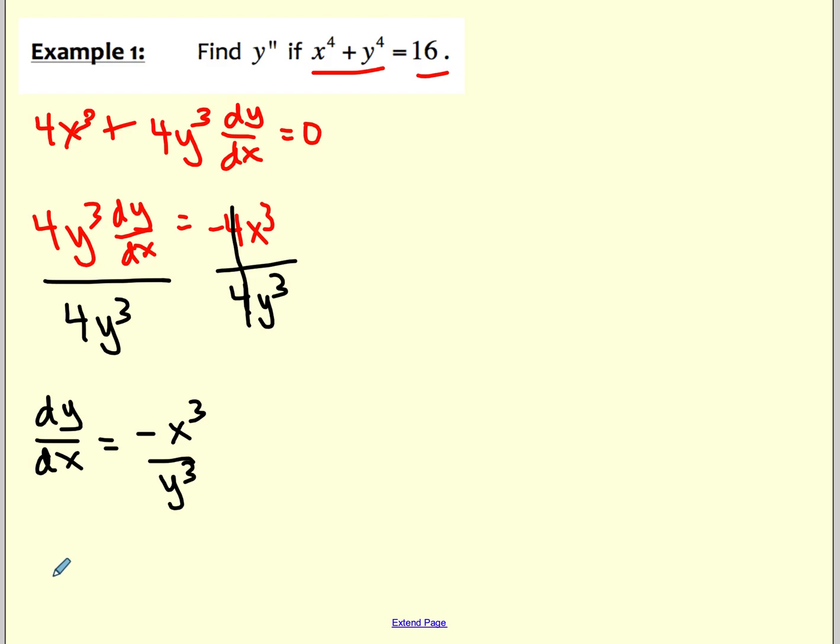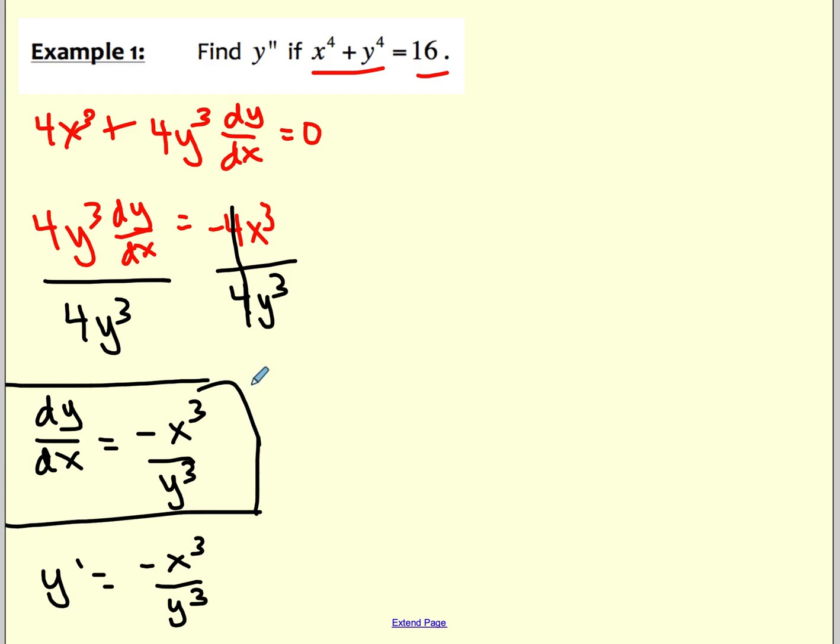So this is my first derivative. You could also say y prime is equal to negative x to the third over y cubed. They're equivalent. Okay, so first derivative, this notation means the same. So there is my first derivative. Now this problem is actually asking us to find the second derivative. So I'm going to go ahead and find the derivative again.